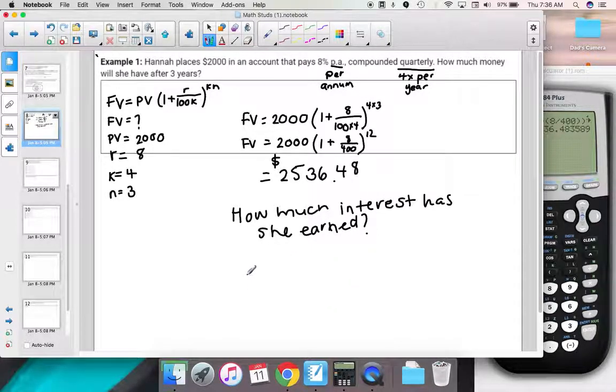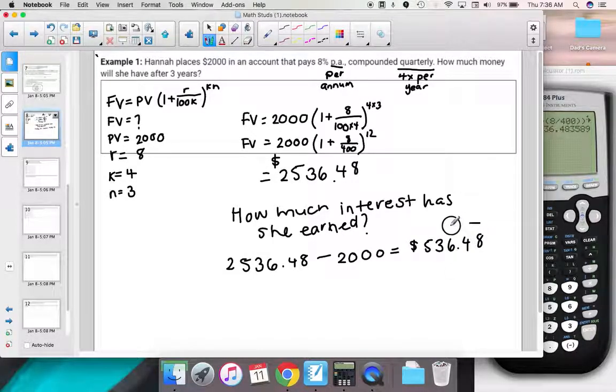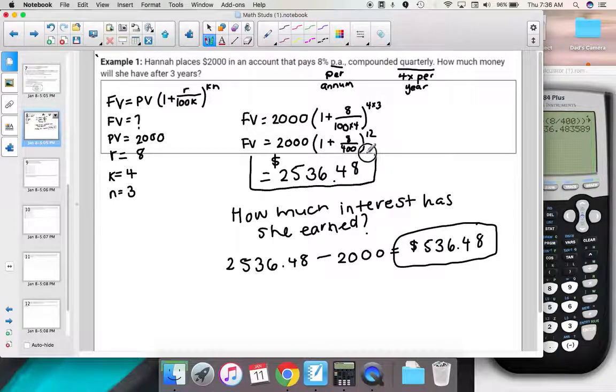And the calculation is very simple. If we take the amount that she has after 3 years, $2,536.48, and we subtract from it the amount that she herself deposited into the bank, we're going to find the amount of money that the bank has paid her. That's going to give us $536.48. So this is the amount of money the bank has paid her in interest, and this is how much money in total she has in her account after 3 years.